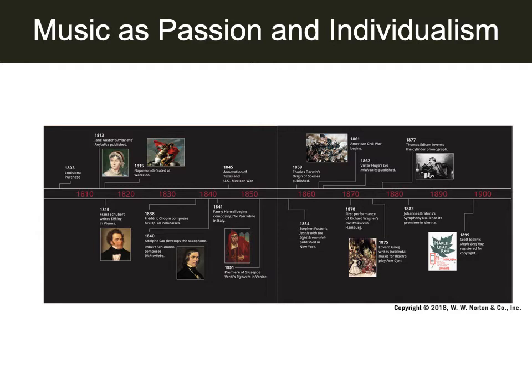In 1840, new instruments: Adolphe Sax develops the saxophone. Also, Robert Schumann composes Dichterliebe. So we have Schubert and Schumann. Schubert composes many things, but is most known for his art songs. In German, it's called Lieder. And Schumann is best loved for his piano compositions.